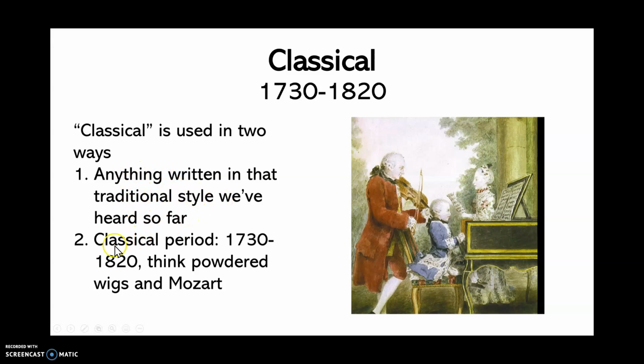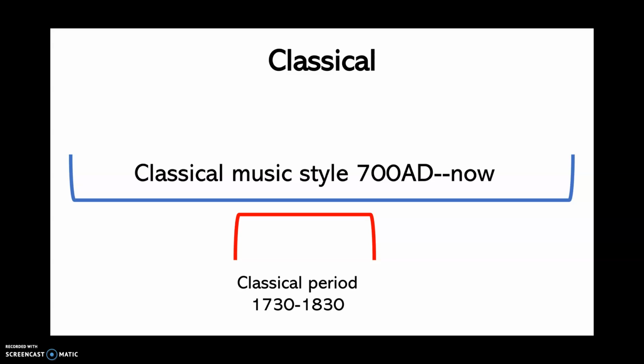But there's also a different word, the classical period from 1730 to 1820, that is also a specific type of music. Think of powdered wigs, think of Mozart, and we'll actually be listening to some of his music in a second. In case you're confused, classical music style is from 700 AD, that's like 1300 years ago or so, to now. So it's this huge amount of time. Whereas the classical period, that powdered wigs and fanciness, only lasts about 100 years or a little bit more, because I think this is supposed to be 1820, if I'm remembering correctly.